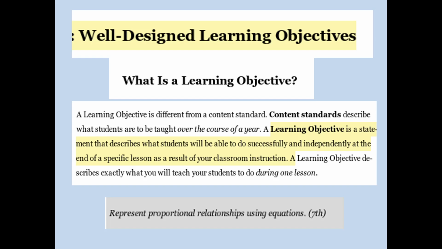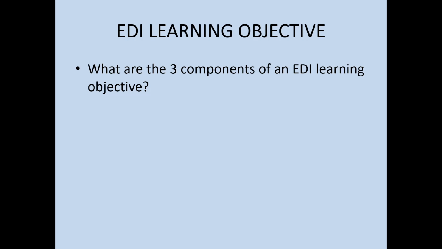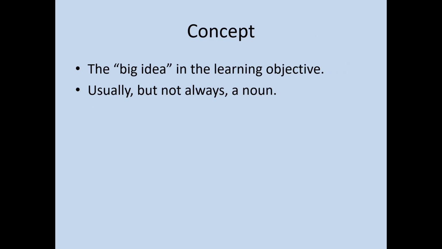So if we were to look at this objective, representing proportional relationships using equations, we're going to identify the three parts of the EDI learning objective in the objective that was written. The parts are concepts, skills, and context. Concepts are the big idea in the learning objective. Usually, but not always, it's a noun.